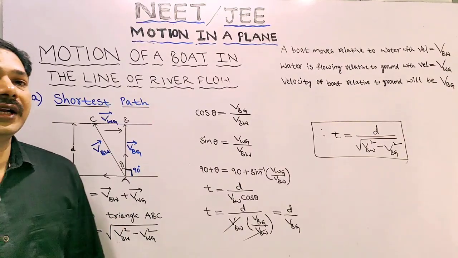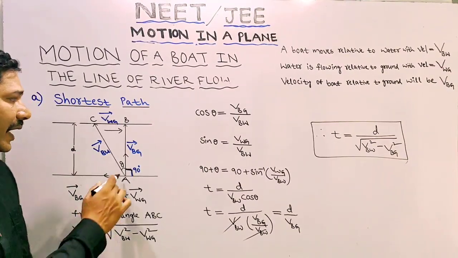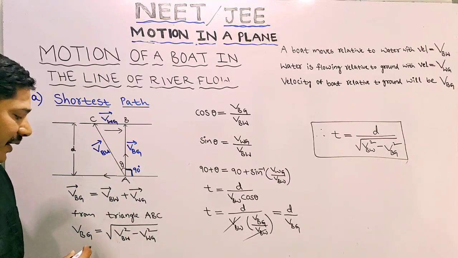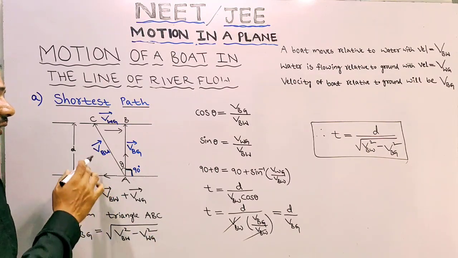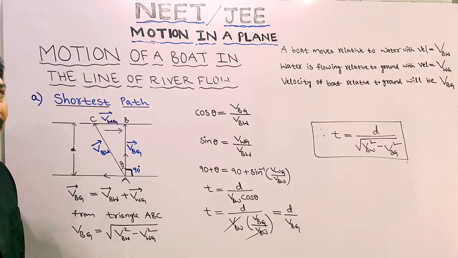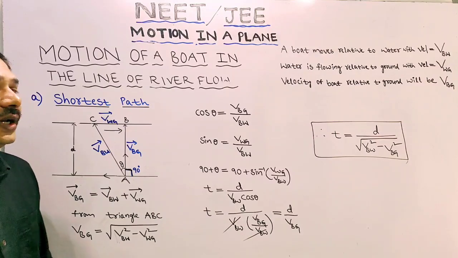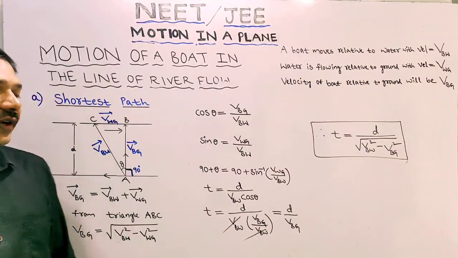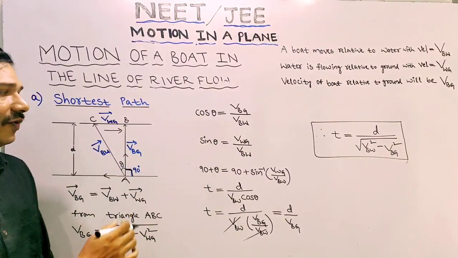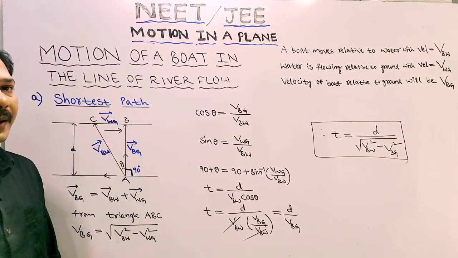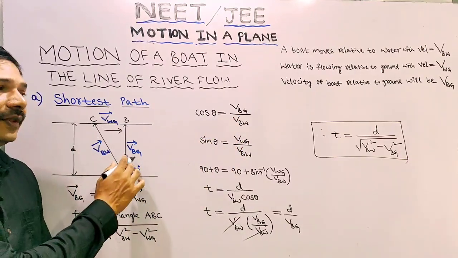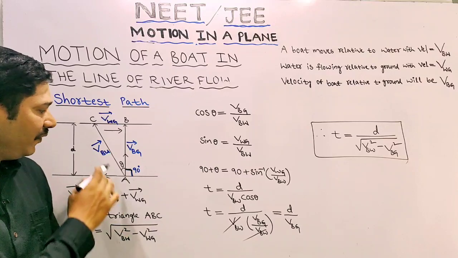So from the triangle it is very clear. In triangle ABC, V_BG equals under root of V_BW square minus V_WG whole square. Here, the cos function, if we take from this triangle, cos theta equals what? Adjacent side by hypotenuse. Adjacent is V_BG, and hypotenuse is V_BW.